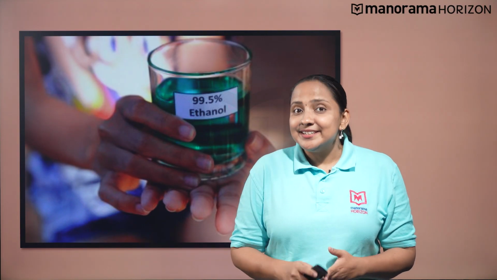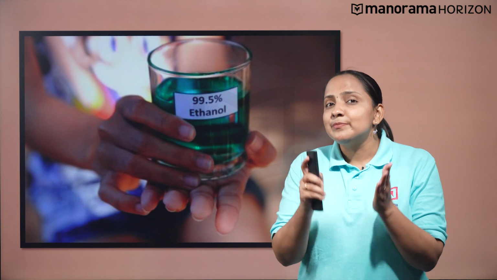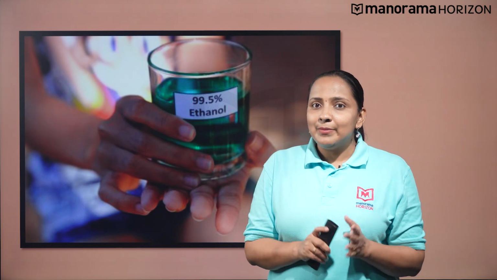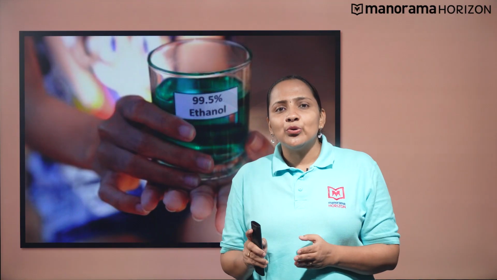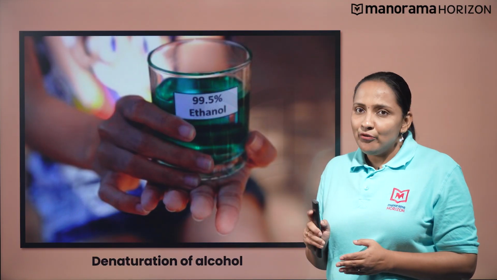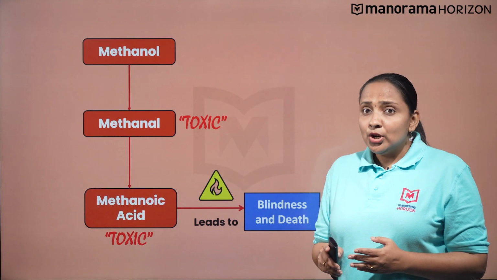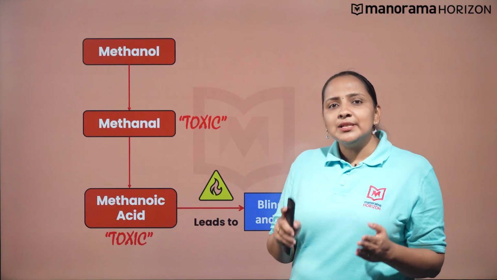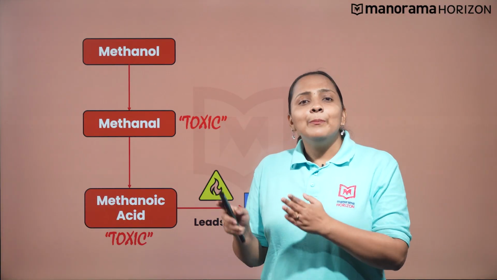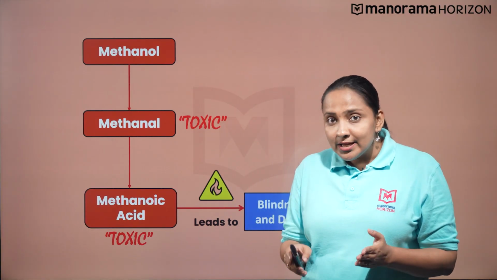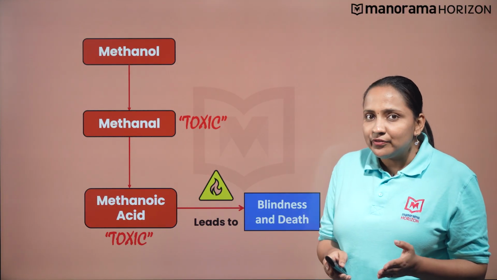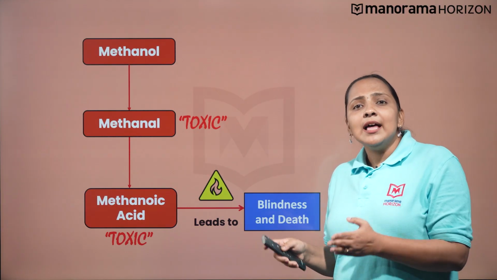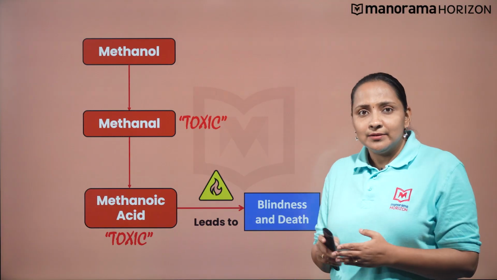We have already discussed that commercial alcohol is made unfit for drinking by mixing in it some copper sulfate or methanol, which is known as denaturation of alcohol. But do you know, if a person by mistake drinks ethanol mixed with methanol, it may cause blindness and death, as methanol is oxidized first to methanal and then to methanoic acid.